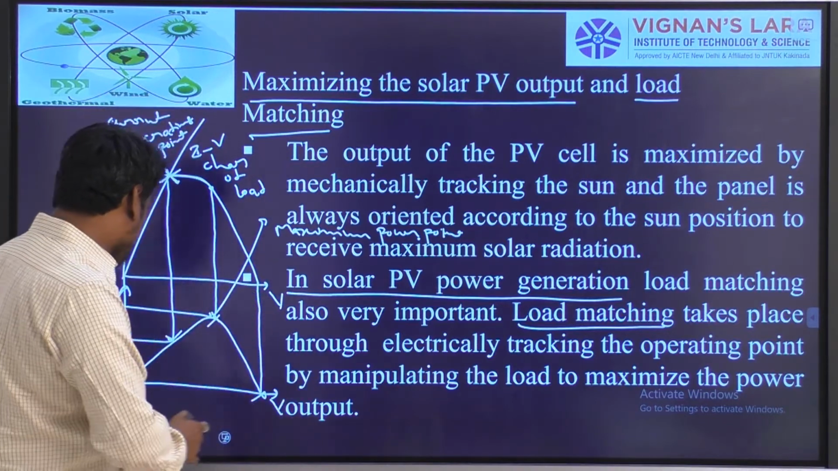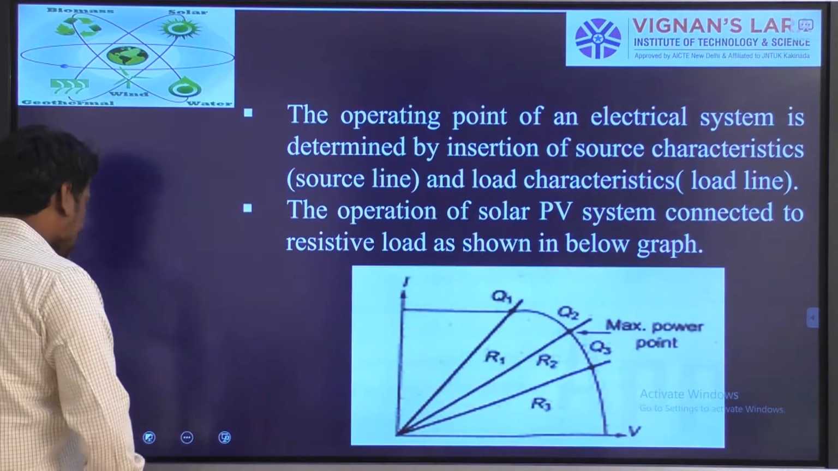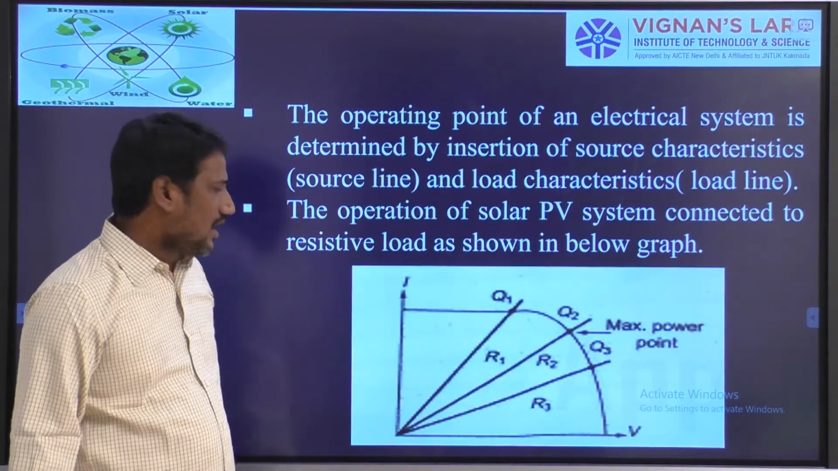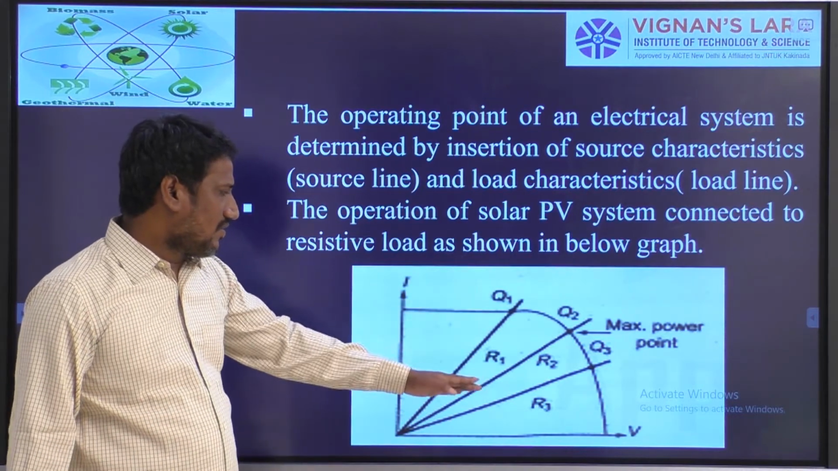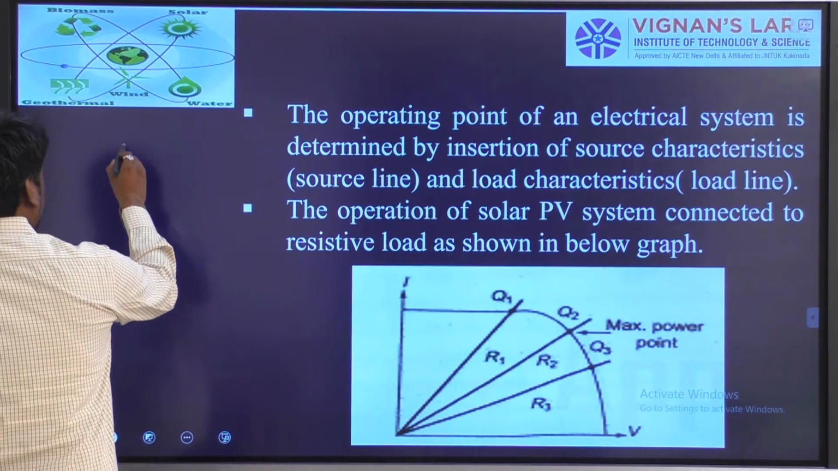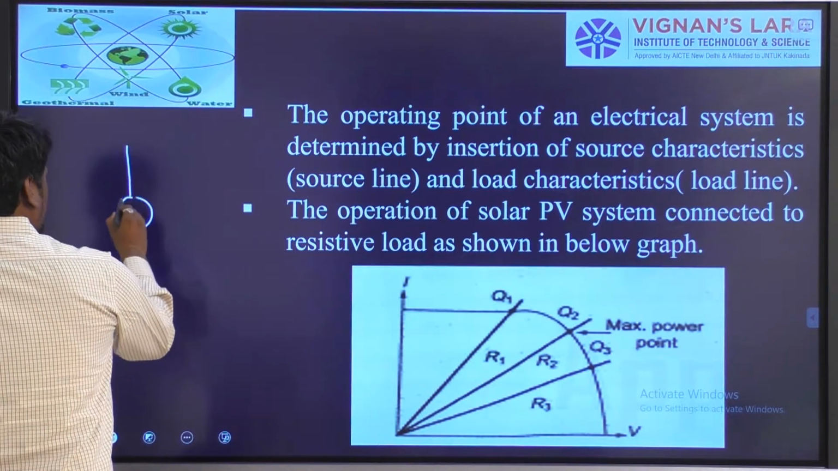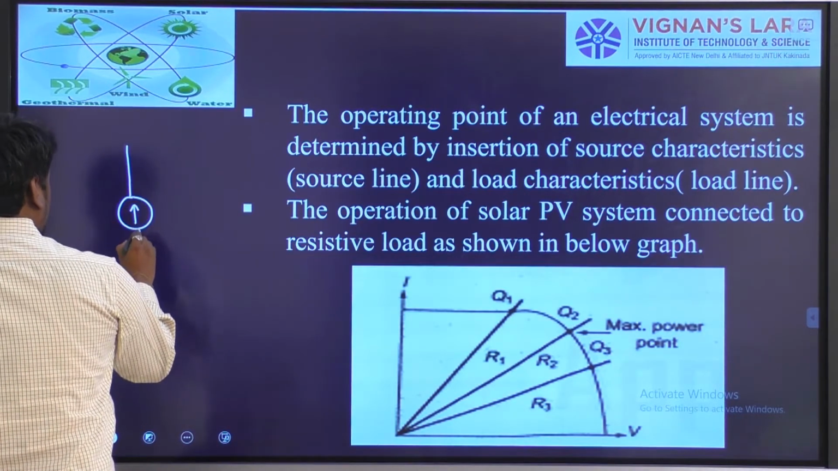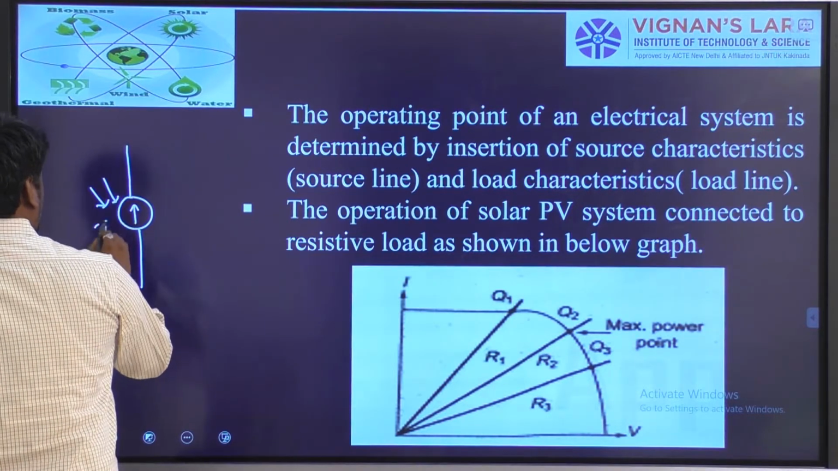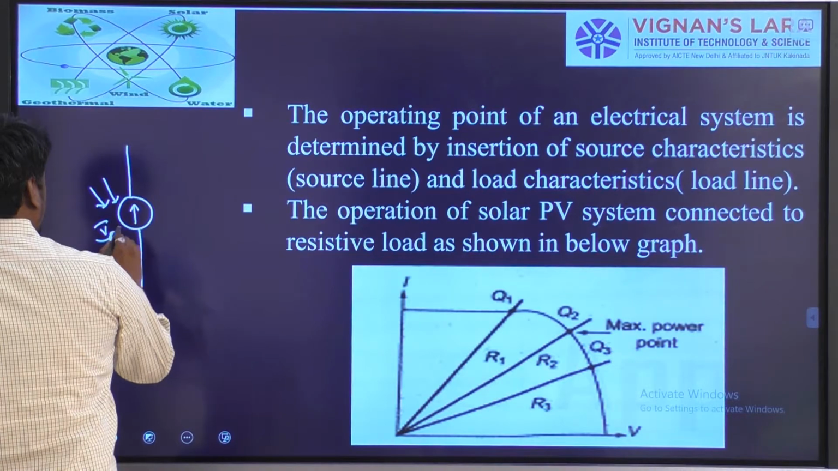You can have a best example here. Here you have Q1, Q2, Q3, R1, R2, R3. Let us say a PV cell I have considered. We already know the PV cell can be represented with a simple current source which generates a current of IPH.